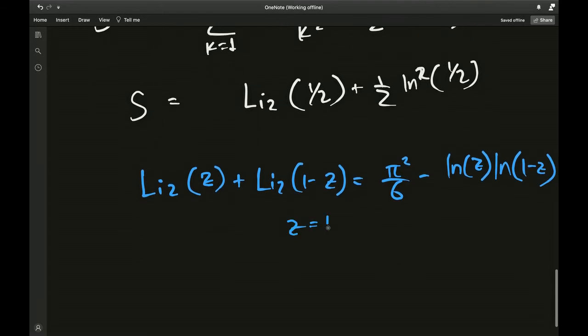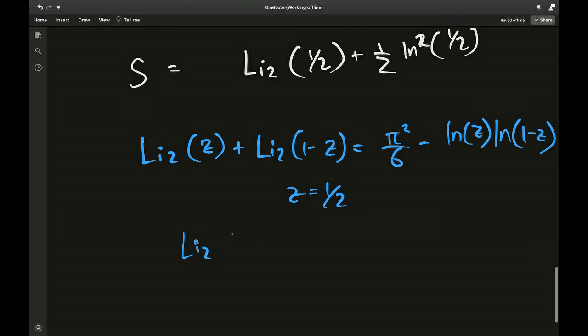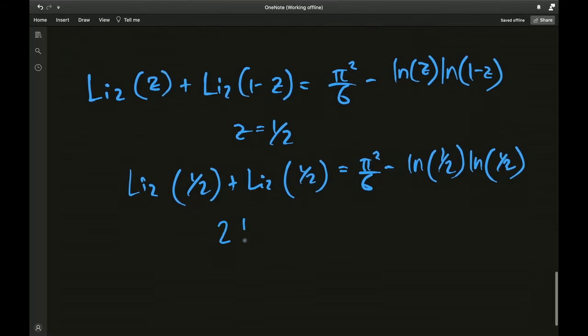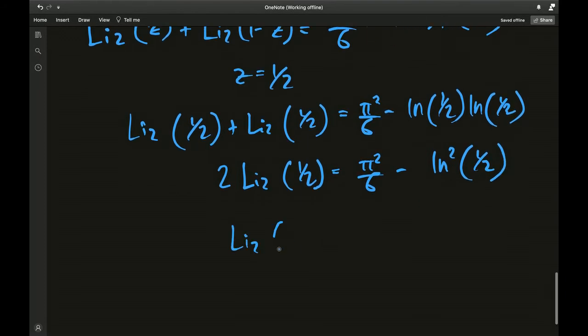So if you choose z to be half skillfully, you have dilogarithm of half plus dilogarithm of 1 minus half, which is half, being equal to pi squared over 6 minus natural log of half times natural log of 1 minus half, which is again a half. We have 2 times the dilogarithm of half is just pi squared over 6 minus natural log squared of half. Now divide both sides by 2, so you have dilogarithm of half is just pi squared over 12 minus half natural log squared of half.